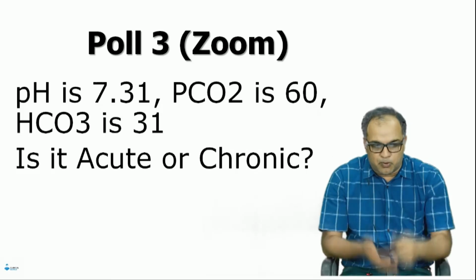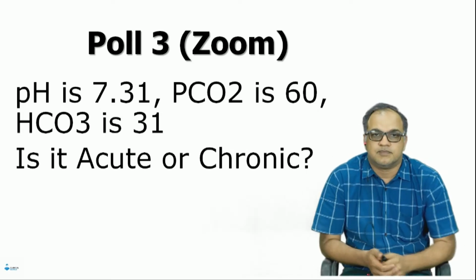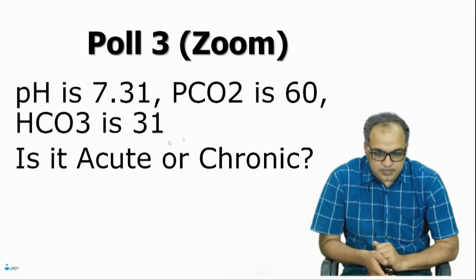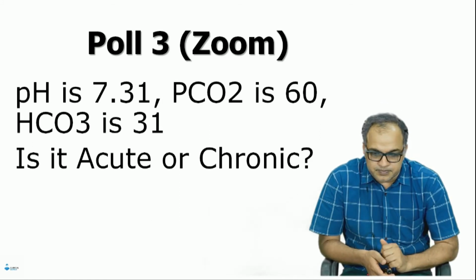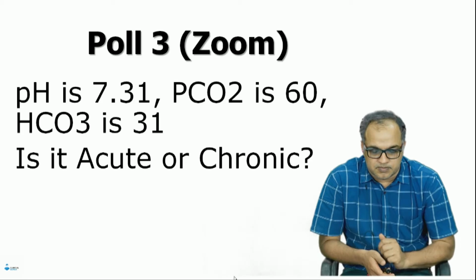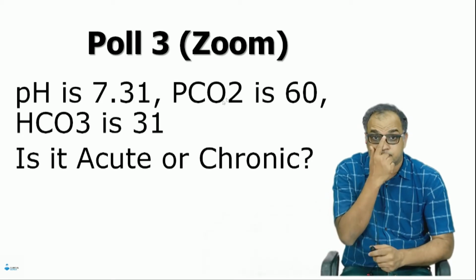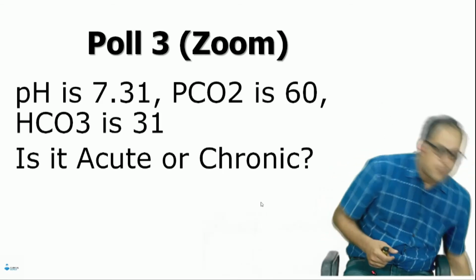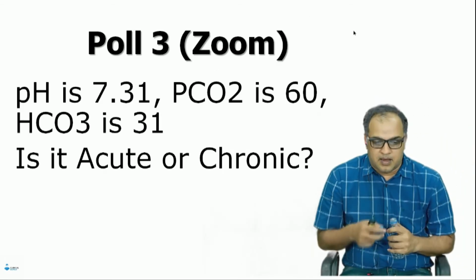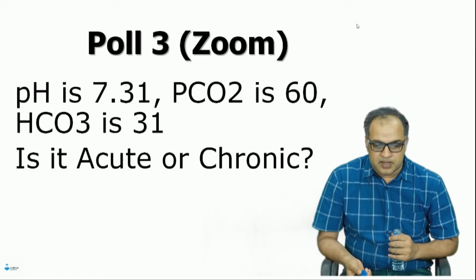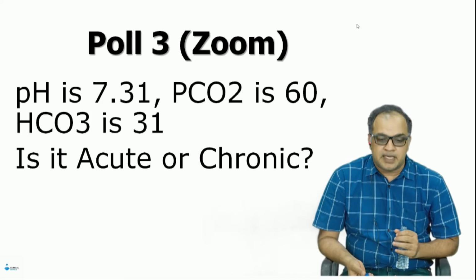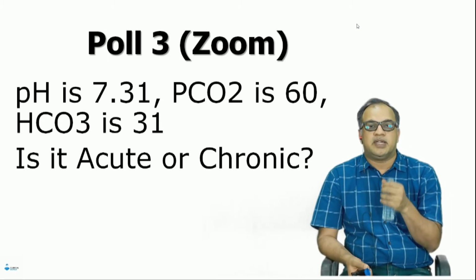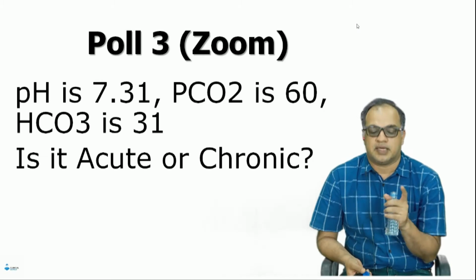So, let's do a poll again. Poll. A single question poll. The pH is 7.31. PCO2 is 60, bicarbonate is 31. Is it acute or chronic?